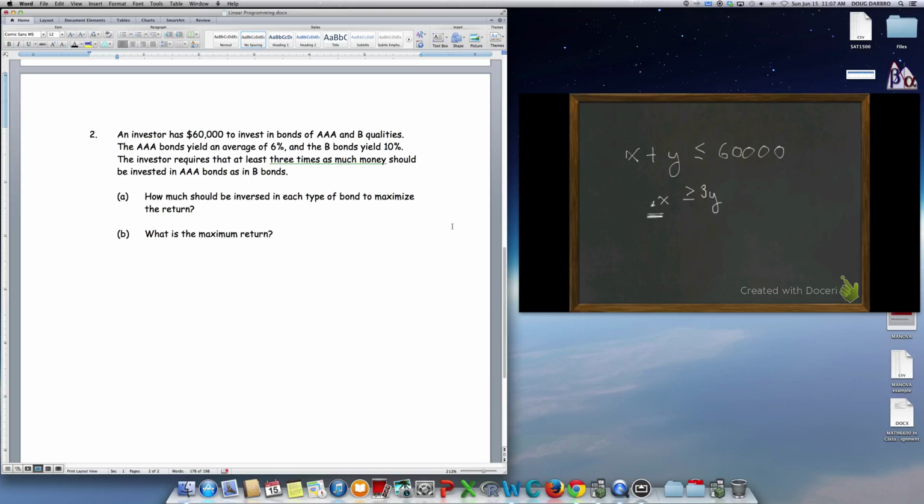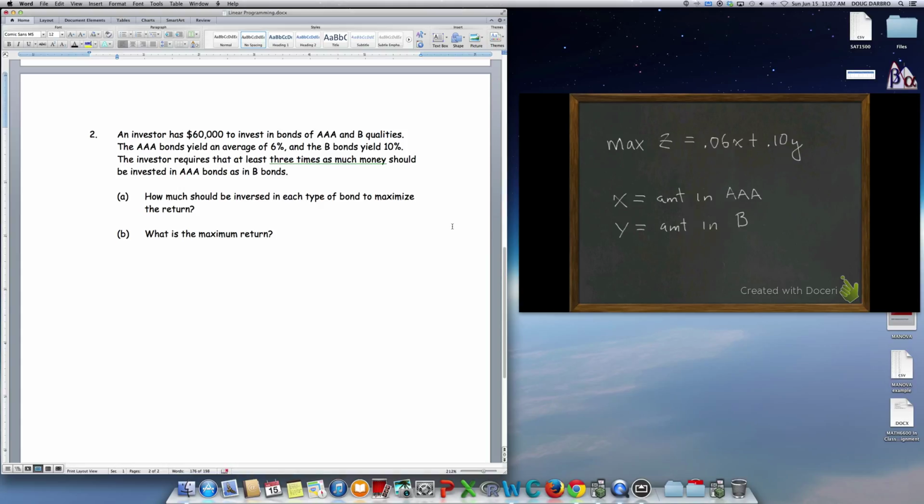Now let me get rid of all this and get it into a form that makes sense. So we need X to be greater than or equal to 3Y. Guys, we're talking about money, so we want our money to be positive, right? Both amounts have to be greater than or equal to 0.